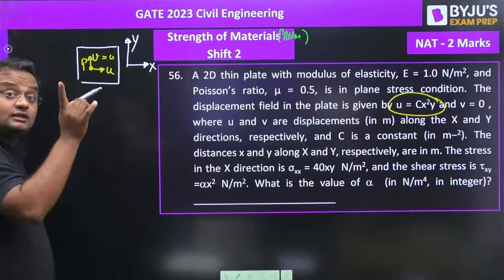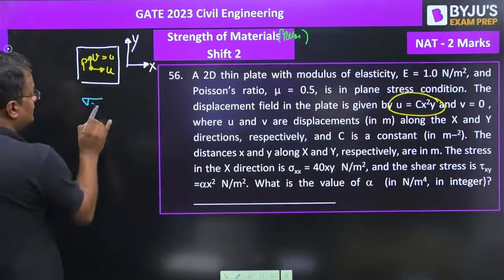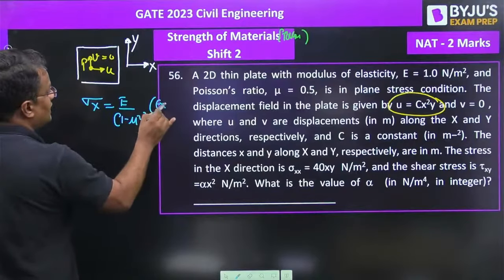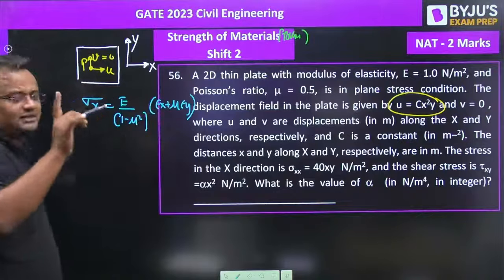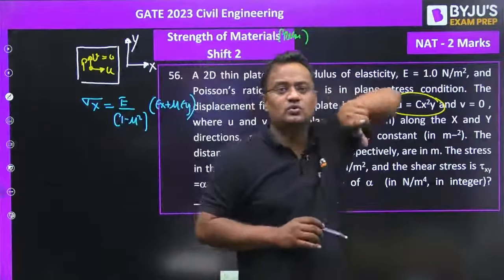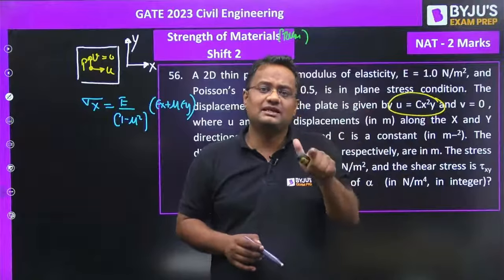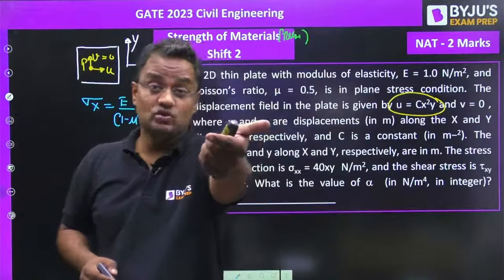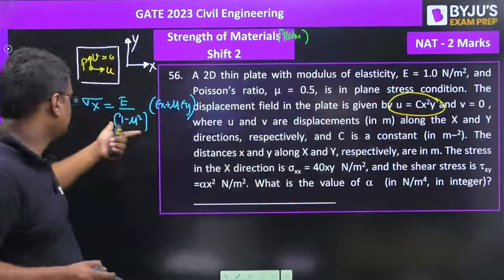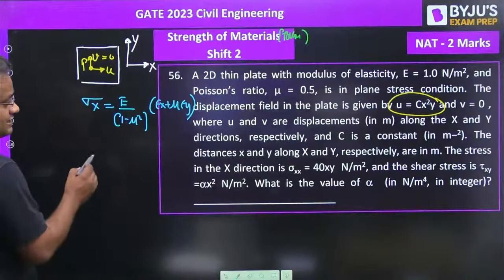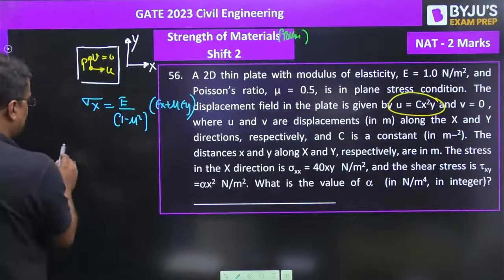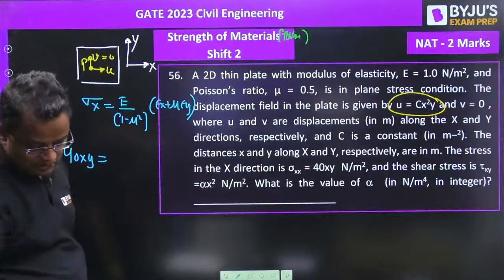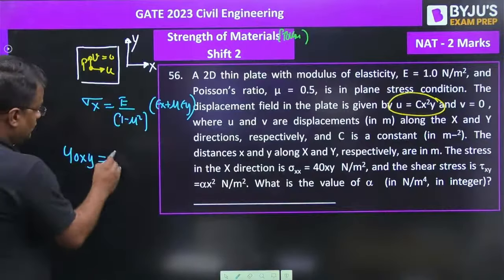Now we know from the strain chapter, the Mohr circle for strain, that sigma x is equal to E upon 1 minus mu square times epsilon x plus mu epsilon y. Guys, we write the equations epsilon x is equal to sigma x by E minus mu sigma y by E, and epsilon y is equal to sigma y by E minus mu sigma x by E, that we do in the Mohr circle chapter for strain. We get these values. Now sigma x is given, 40xy. Please check. Yes, it is given: 40xy into E into 1 minus mu square.